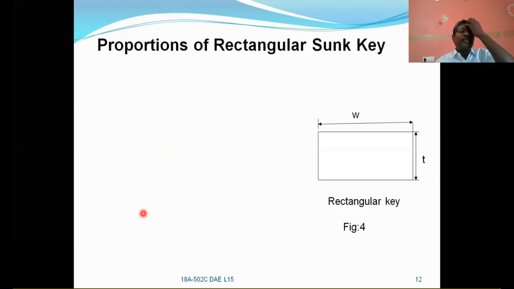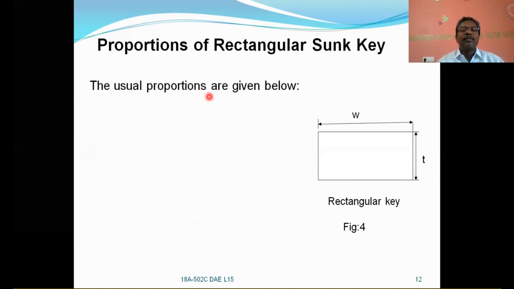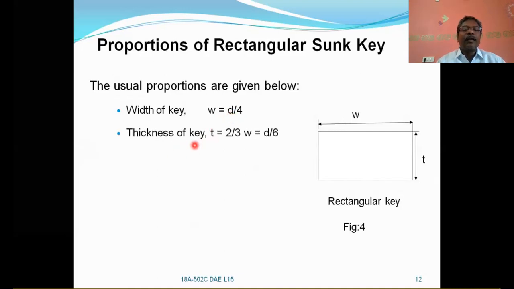Now the proportions of the rectangular sunk key, as we discussed in the previous lesson. Once again, let us review and recall those proportions. Usually the proportions are as follows: the width of the key, W, is equal to 1/4 of the shaft diameter, and the thickness of the key, t, is 2/3 of the width of the key, or 1/6 of the diameter of the shaft. Either one is correct.